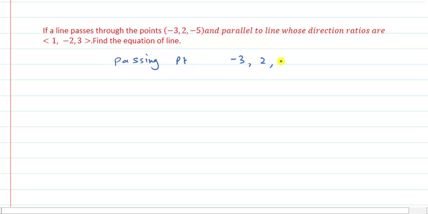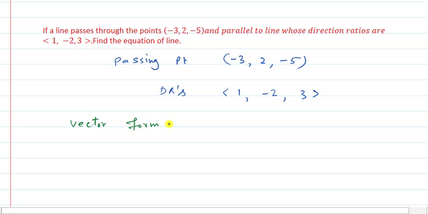So here simply the passing point of the line is minus 3, 2, minus 5, and as the line is parallel to this line, the direction ratios will remain the same. From the vectors you have studied also that if the lines are parallel or collinear, their direction ratios are the same. So therefore direction ratios are 1, minus 2, 3. As we know the equation of line, let me write both the forms. Number 1, let me write the vector form.